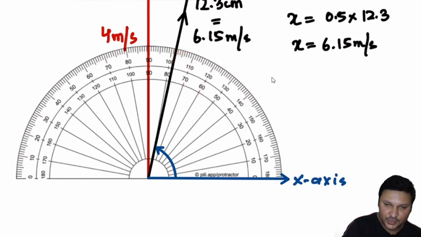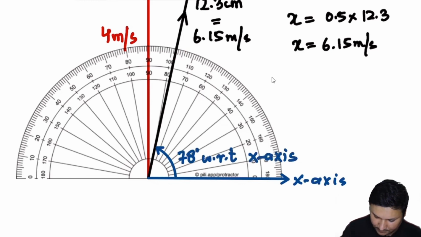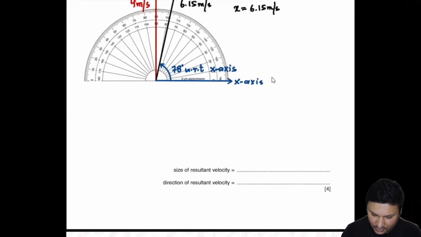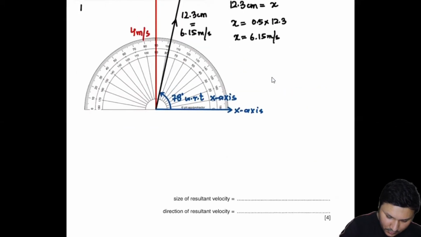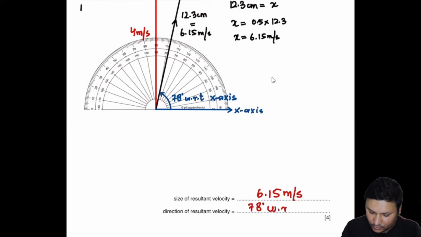So we have a direction of 78 degrees with respect to the x-axis. So let's just write down the values. 6.15 meter per second is the final answer of the magnitude of the resultant vector, and the direction is 78 degrees with respect to the x-axis.